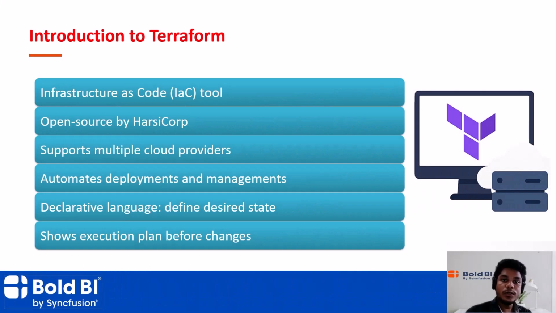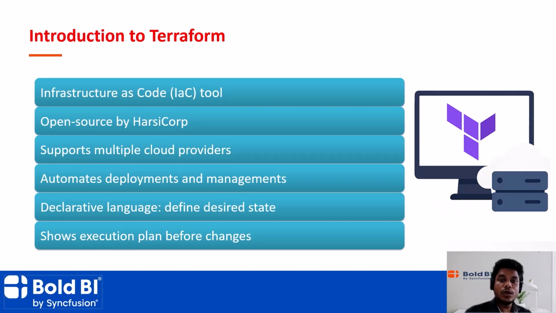Terraform is an open source infrastructure as code tool developed by Tessica. It works across multiple cloud providers such as Azure, AWS, and GCP. It allows us to define and manage infrastructure using code. It automates the deployment process, making infrastructure management more consistent and reliable. Terraform uses a declarative language, which means we only need to describe the final state we want, and Terraform will take care of how to get there. Another important feature is that Terraform always shows an execution plan before making changes, so we know exactly what will be created, updated, or deleted.